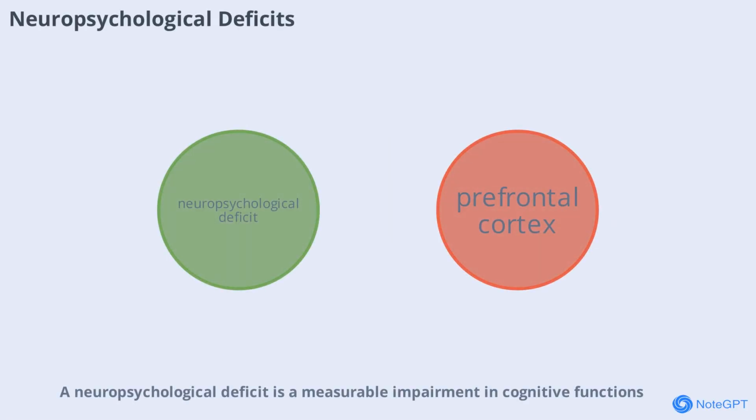Neuropsychological deficit is a measurable impairment in cognitive functions, such as inhibition, planning, or working memory, linked to brain systems. For example, reduced function in the prefrontal cortex, PFC, is often associated with impulsivity, poor planning, and difficulty inhibiting aggressive responses. These deficits can increase the risk of offending, especially when combined with other risk factors.